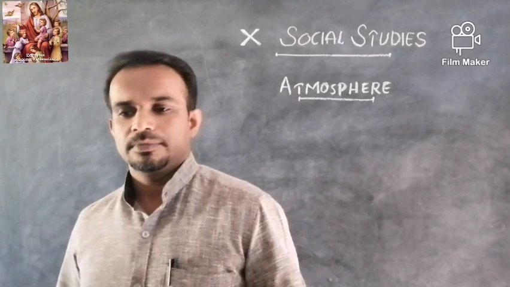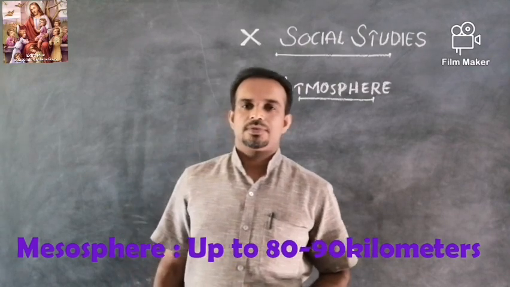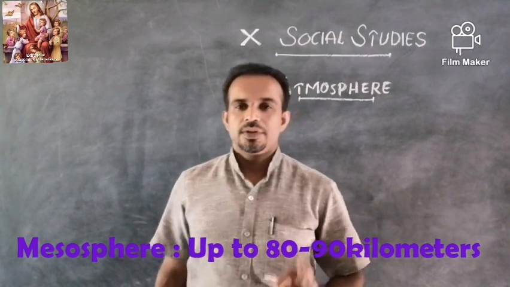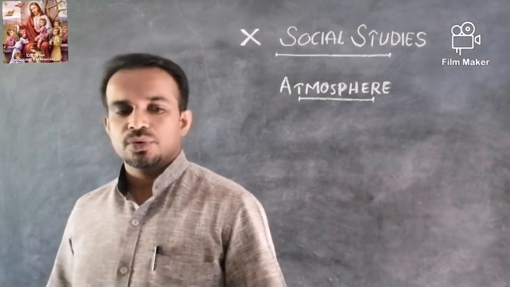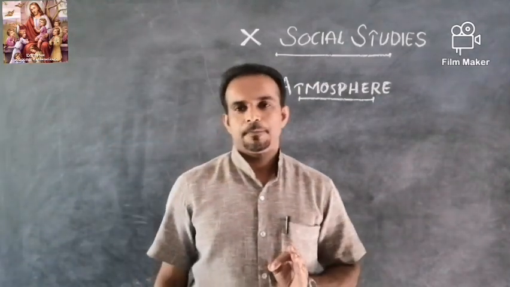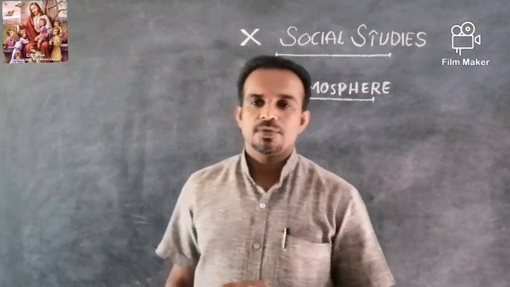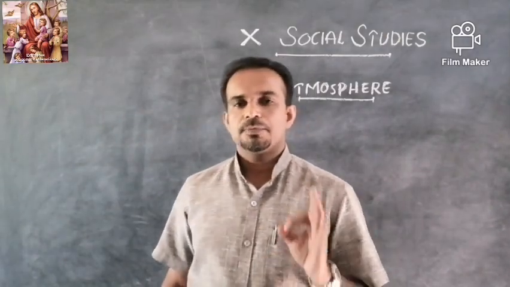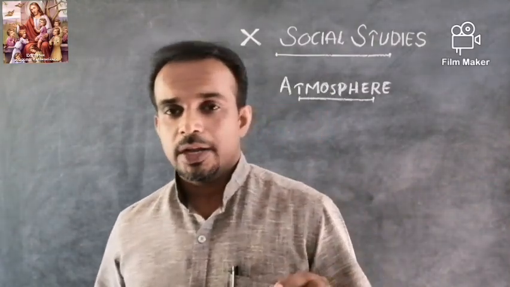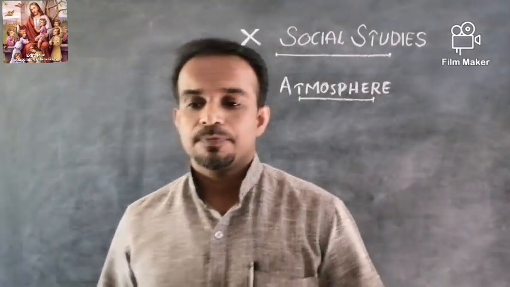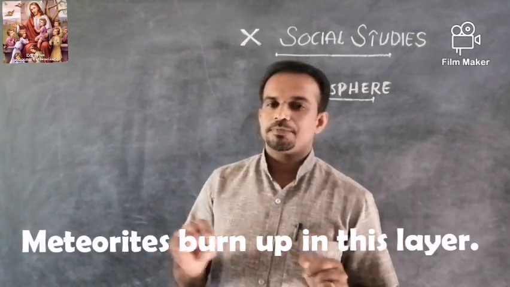And the third one, mesosphere, up to 80 or 90 kilometers. Okay, this is the last layer that is part of the homosphere. 3 layers are there in the homosphere: troposphere, stratosphere and mesosphere. So mesosphere up to 80 to 90 kilometers. And the speciality of this particular layer is meteorites. They just burn up in this air.